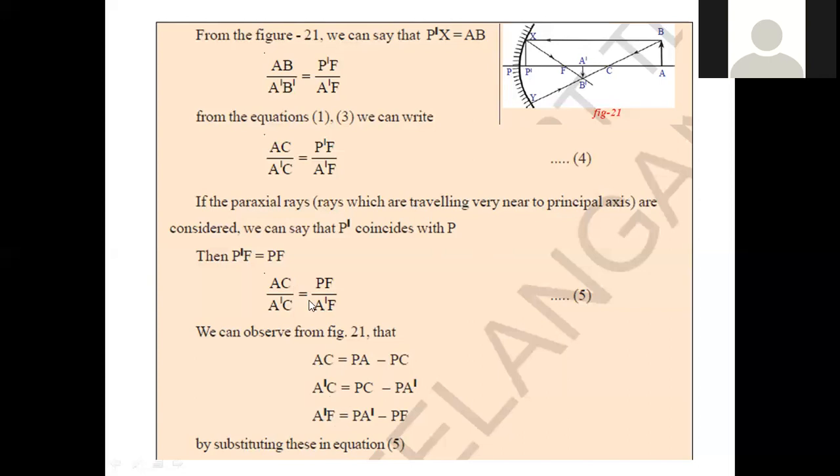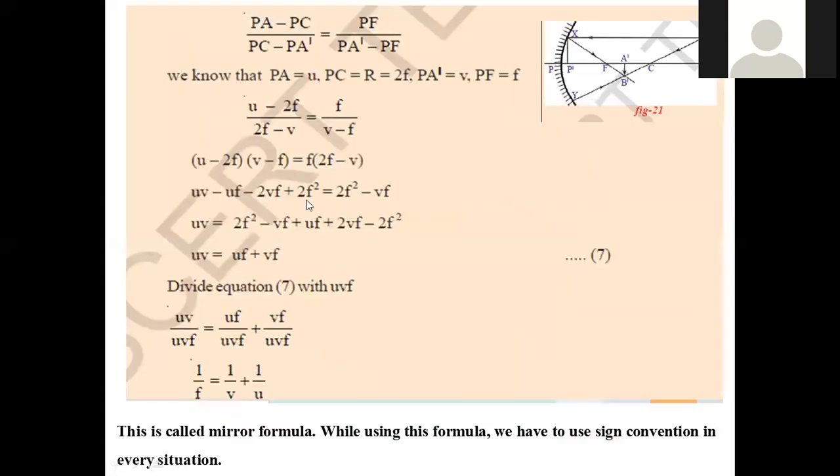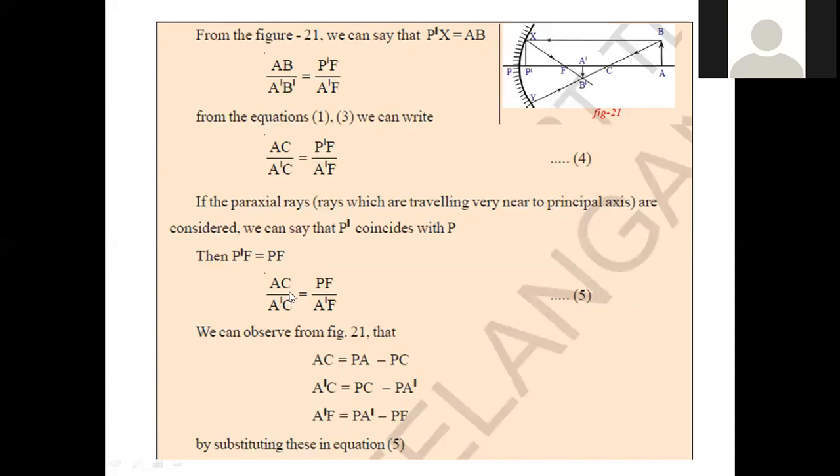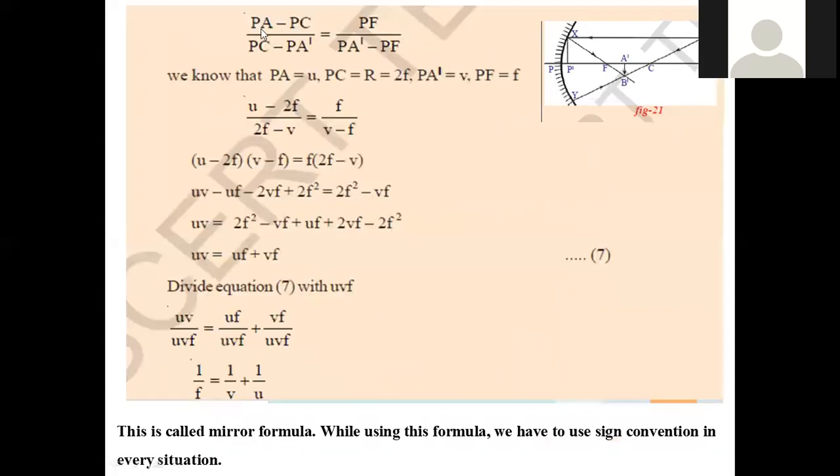These three values can be inserted in equation number 5. In equation number 5, we have AC, A prime C, and A prime F. So if we substitute all these values in equation number 5, the equation can be represented as PA minus PC, because AC is equal to PA minus PC, right? That's why PA minus PC by PC minus PA prime is equal to PF by PA prime minus PF. We just inserted the values of AC, A prime C, and A prime F in this equation, right?